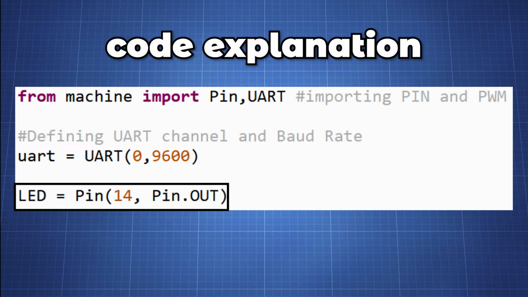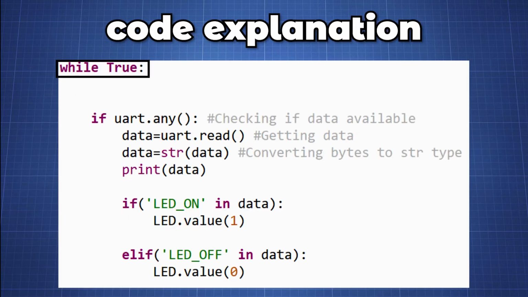Next we will define the GPIO pin to connect with the LED. We will use GPIO 14 in this example. You can use any appropriate output pin. We will configure the LED pin as an output through the Pin function and pass the GPIO pin as the first parameter and Pin.OUT as the second parameter inside it. We then create an infinite loop.